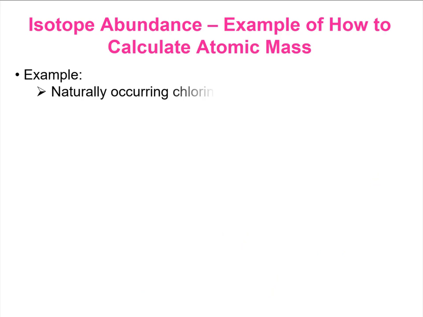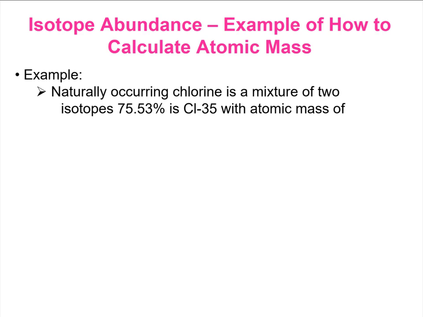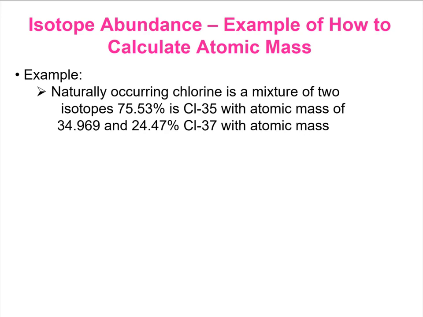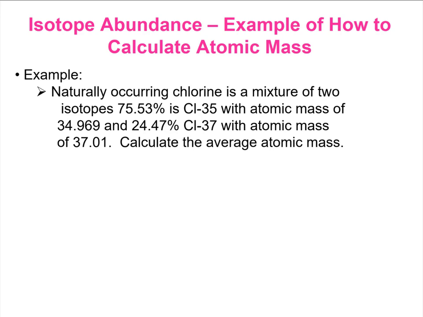So we're going to take chlorine, as it's a mixture of 2 known isotopes. Chlorine 35 has a mass of 34.969, and 75.53% of chlorine is this mass isotope. And then the remaining 24.47% is this mass right here. So we're going to try to calculate the average atomic mass for chlorine.